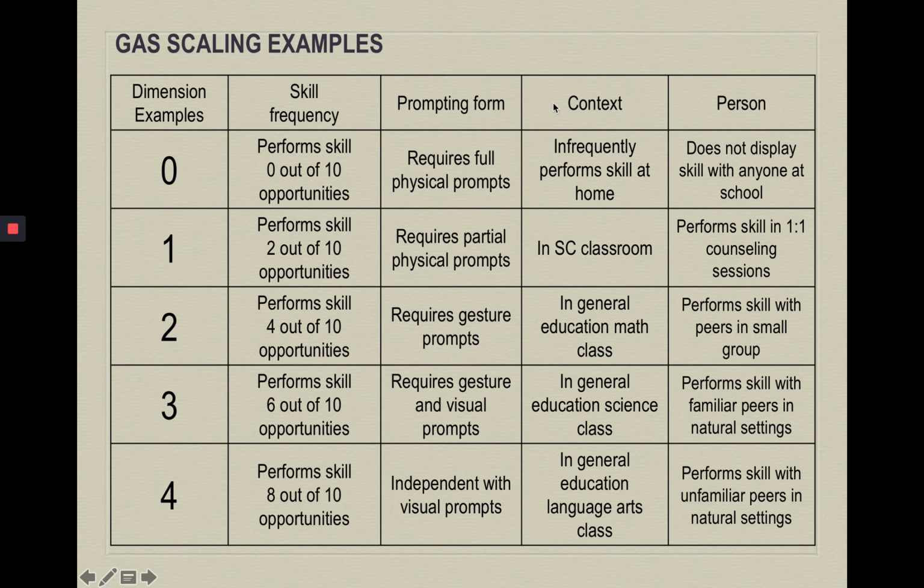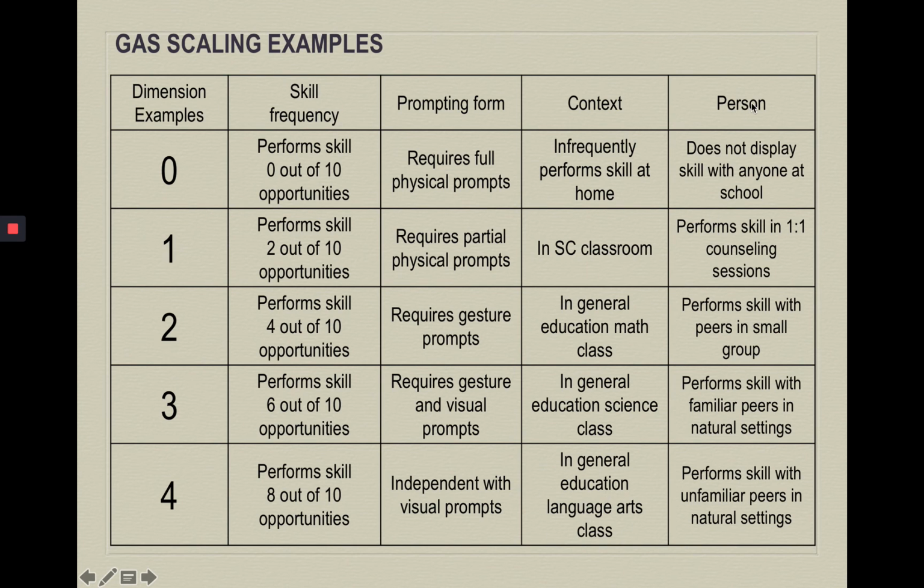All right, now let's look at the context here. We can also scale according to the context. So we can think about different contexts in which a student is required to perform the skill. Right now, he does not perform it frequently at home, or he does it inconsistently at home. We're eventually going to get him to do it in general ed science, which is a hard class for him. So first, we're going to do it in the self-contained classroom, then the gen ed math class, which is easier, then the gen ed science class, and then the gen ed language arts class.